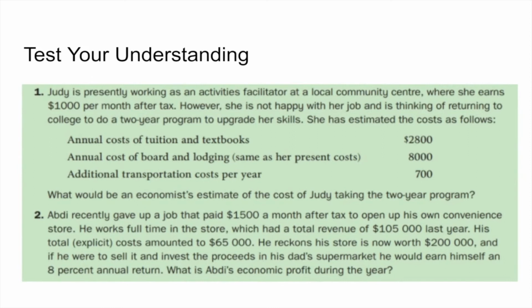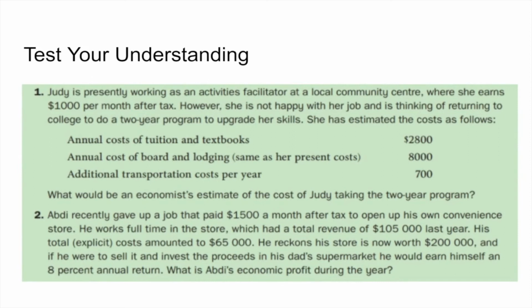So let's look at it. If Judy went to school, we're assuming that she's going to give up her job. Judy is presently working, and I'm assuming that she will no longer be working if she goes back to school. So the very first opportunity cost she has, from an economist's point of view, is that she's going to give up her job that pays $1,000 a month. If she's gone for 2 years, that's $1,000 a month times 24 months. Right off the bat, going to school is going to cost her $24,000 in opportunity cost.